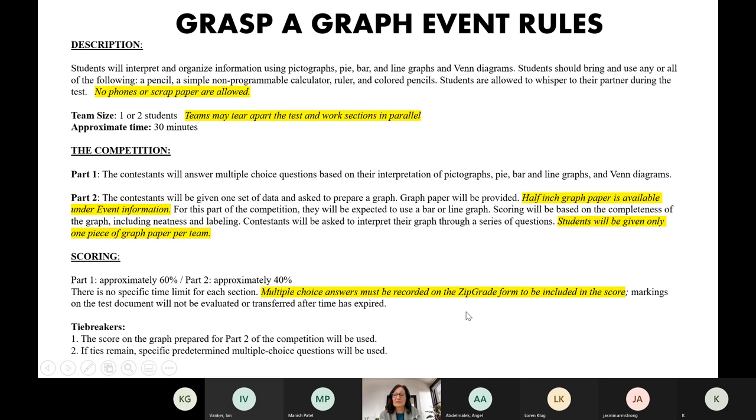I do let them write on the test. They can use the test as scrap paper, but again, they need to be transferring it. People have different methods. Some just transfer it one question at a time. Some transfer it after they finish the test, but either way, they need to be conscious of the time when they're doing that. If there's a tie, we will defer to whoever scored better in part two.